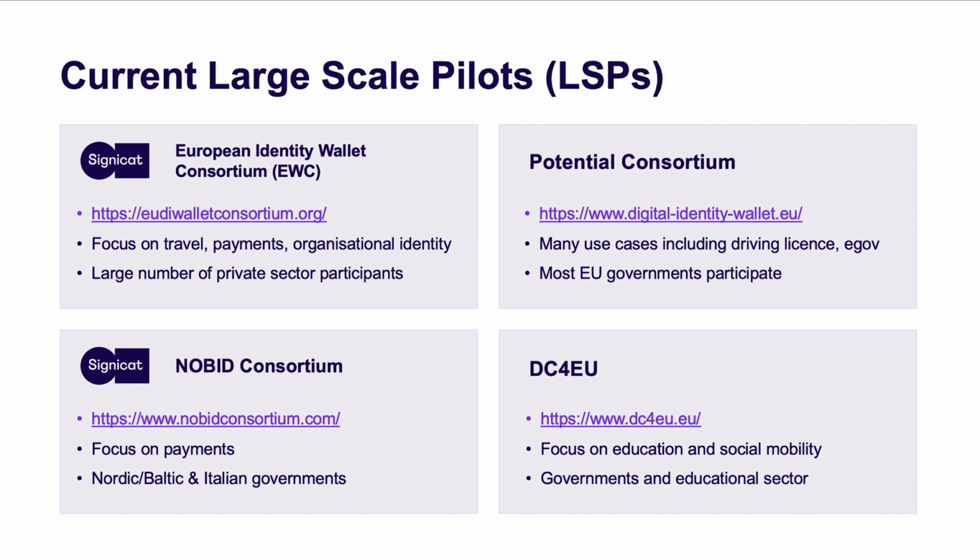Next to those 2, there's Potential, which includes most of the current European governments, and they work on a lot of different use cases, including driving license and e-government services. And I know they had a very successful testing event last week for the driving license and mDoc attestations. And last but not least, DC4EU, which includes the educational sector, social mobility, and also focuses on different types of technology. So not the core PKI based approach, but they're really looking into alternative approaches.